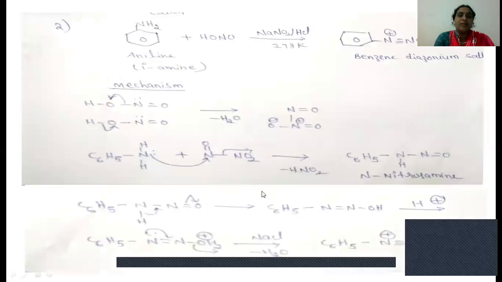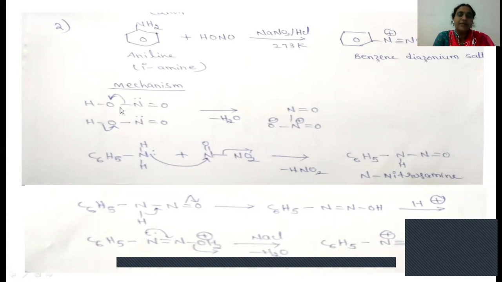Coming to the mechanism of this reaction, as we already discussed last class, here aniline, which is a primary amine, reacts with HNO2, nitrous acid, formed from sodium nitrite and HCl at 0 to 5 degrees temperature, which produces benzene diazonium chloride. If you see the mechanism here, 2 moles of nitrous acid are involved.